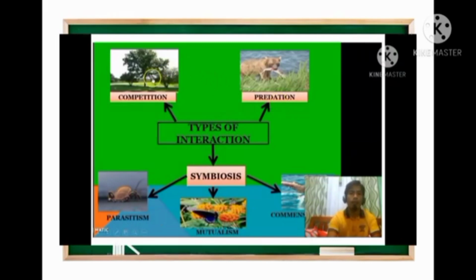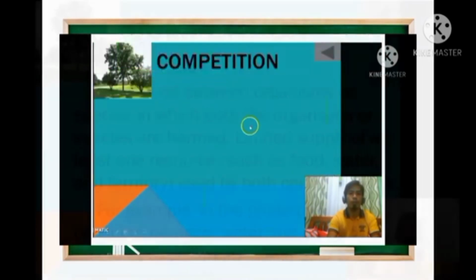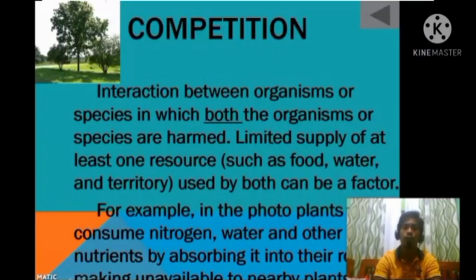So let us now have competition. Competition is the interaction between organisms or species in which both the organisms or species are harmed. They are competing with a limited supply of at least one resource, such as food, water, and territory.